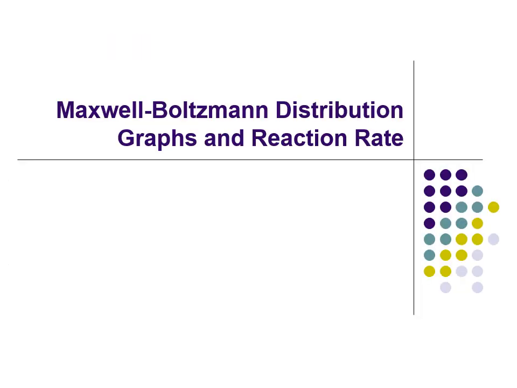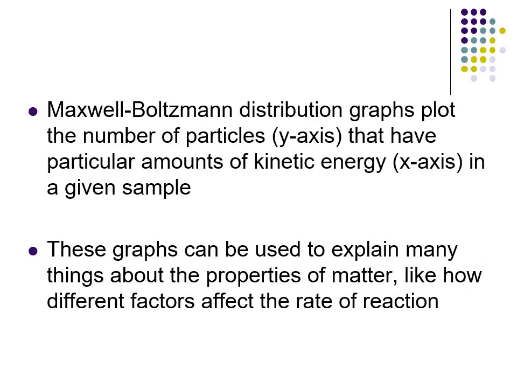Maxwell-Boltzmann distribution graphs and reaction rate. So a Maxwell-Boltzmann distribution graph is essentially a plot of the energy of particles, and we're plotting how many particles have a particular amount of energy. So the number of particles is on the y-axis and the amount of energy is on the x-axis. And this is for a particular given sample of a particular substance. So these graphs can be used to explain a whole bunch of different things about the properties of matter. We're going to be considering what their use is in explaining the rate of reactions.